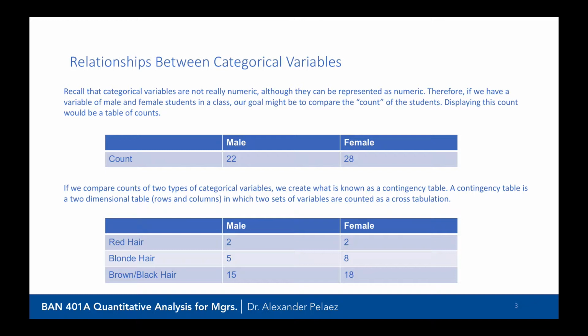Now let's assume that we have two variables: a variable for gender, and a variable for the type of hair color they have. Well, this would be a two-variable contingency table. In this case, because one variable has two options and the other has three options, it would be a 2x3 contingency table. It gives us the count of folks that are male with red hair, female with red hair, male with blonde hair, female with blonde hair, and male with brown or black hair and female with brown or black hair.